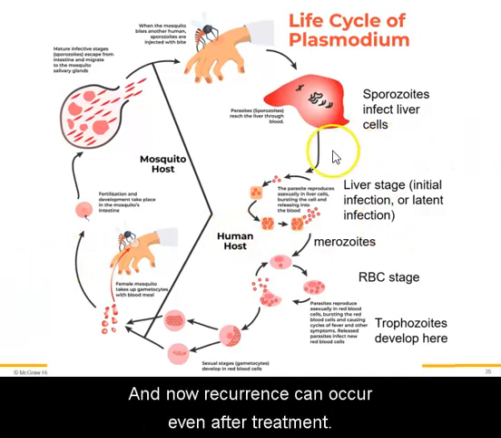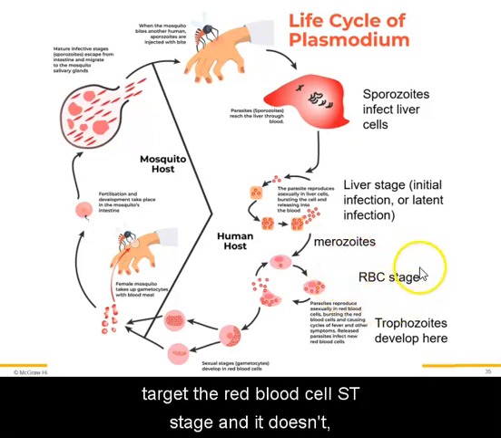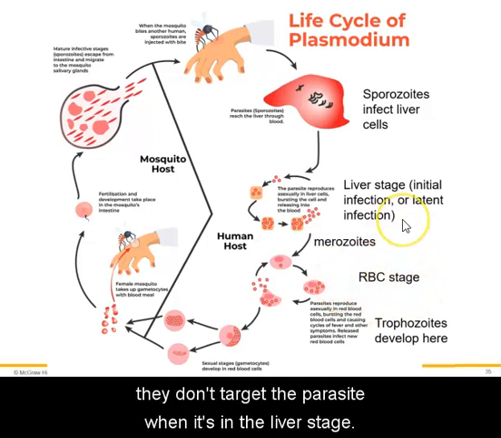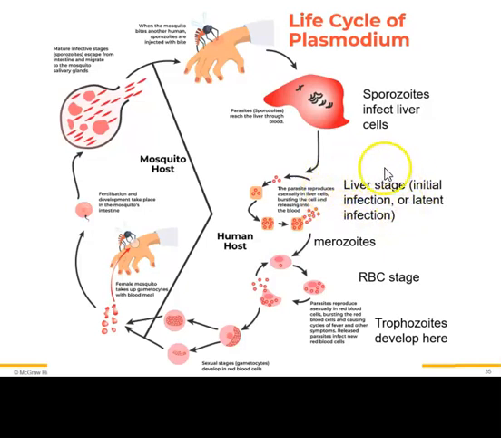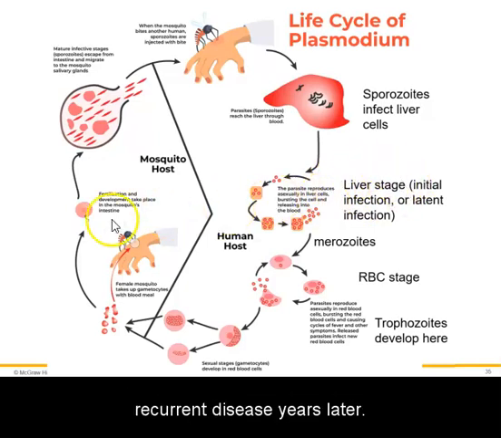And now recurrence can occur even after treatment because the drugs that we use to treat malaria tend to target the red blood cell stage. And they don't target the parasite when it's in the liver stage. So this is why the parasite can hang around and cause recurrent disease years later.